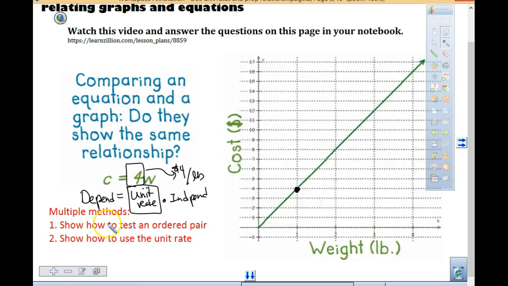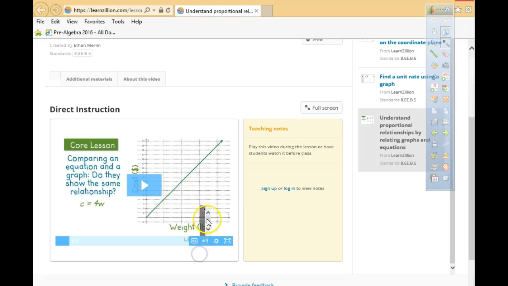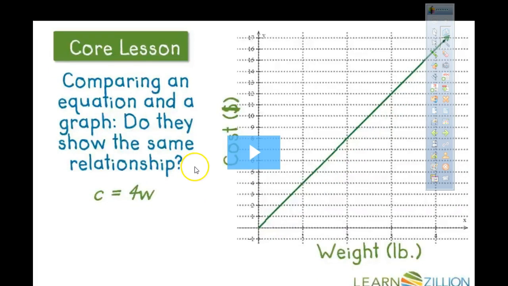So it says multiple methods. You can show how to test an ordered pair and how to use the unit rate. So as we look at this video, make sure I have my volume plugged in for you back here.